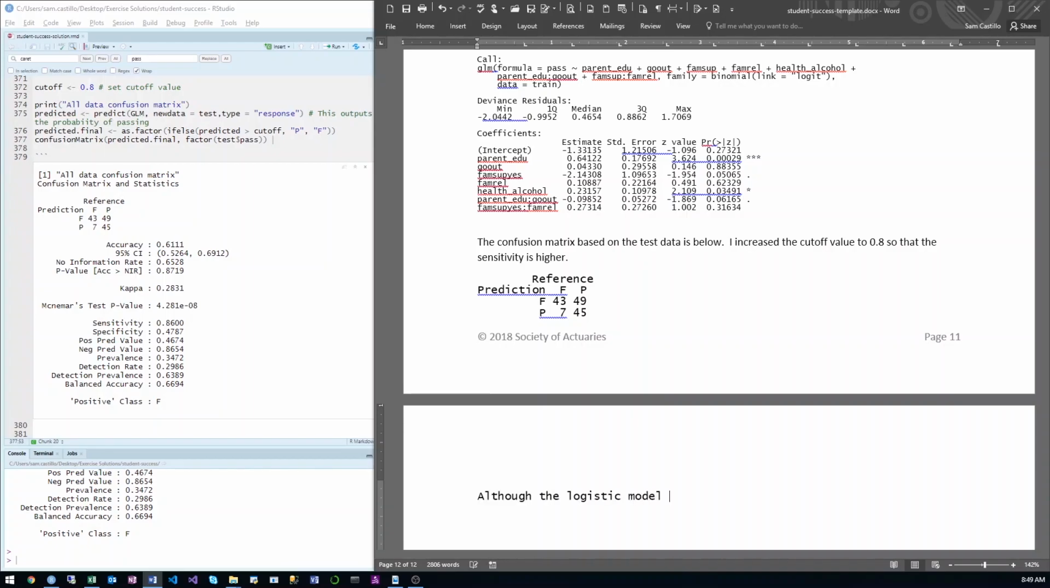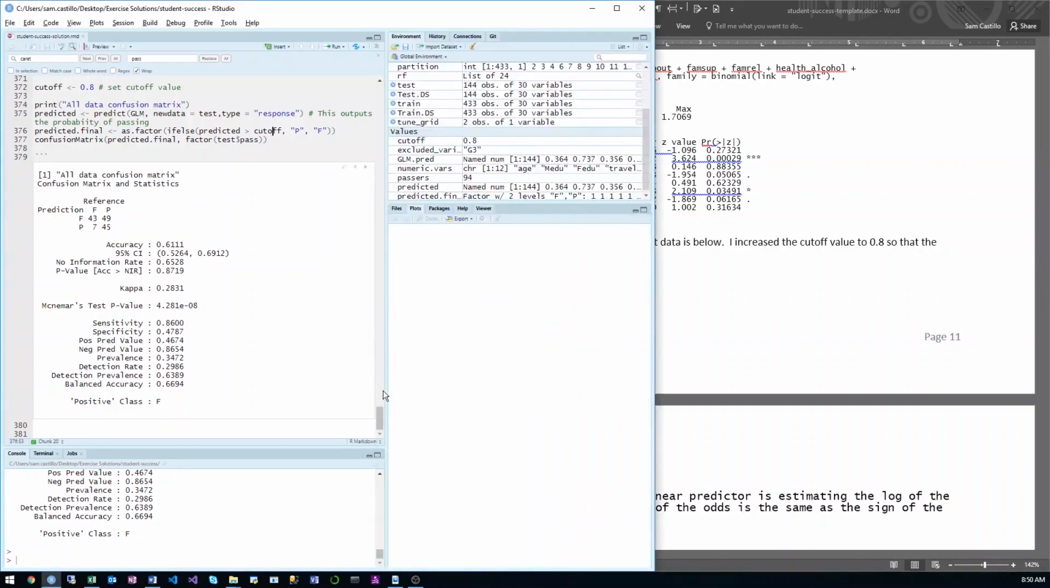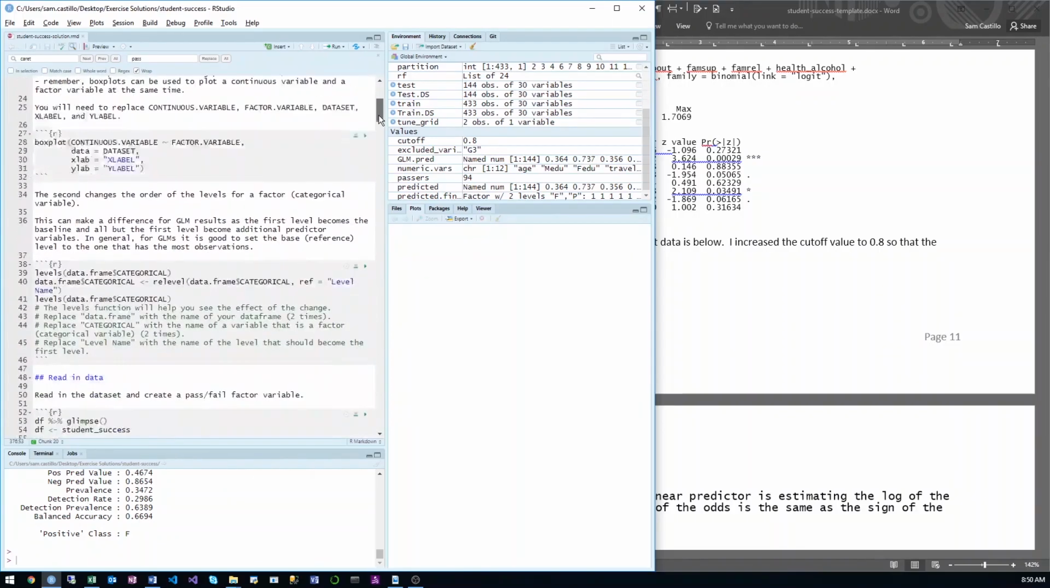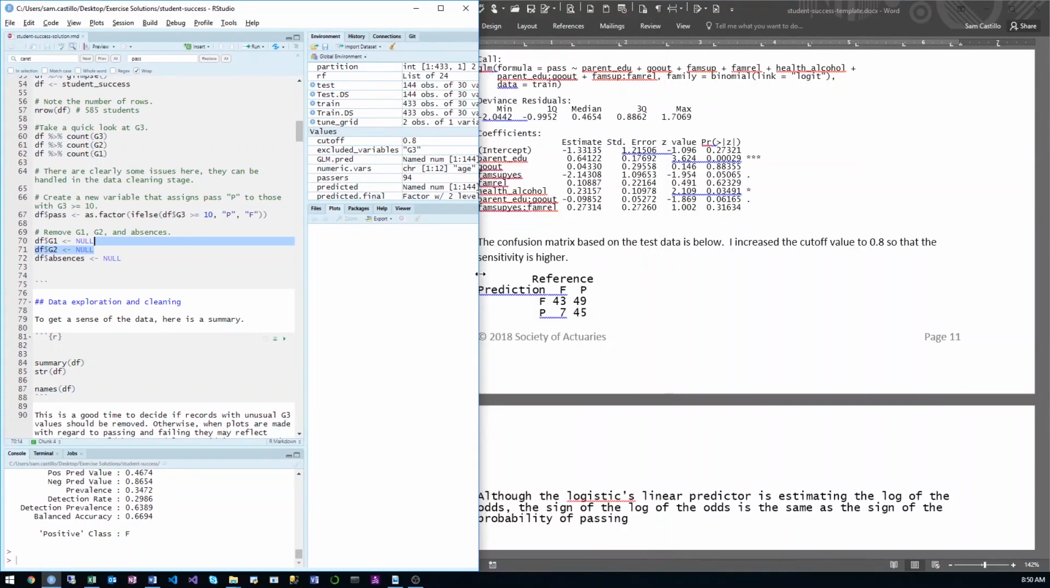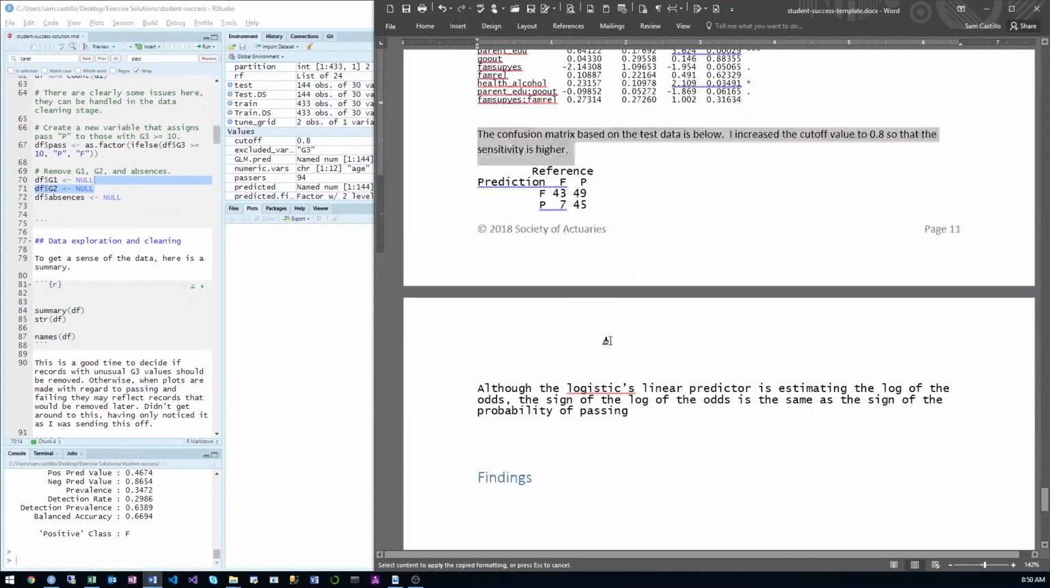The Logit model's linear predictor is estimating the log of the odds. The sign of the log of the odds is the same as the sign of the probability of passing. I say probability of passing. Are we really predicting the probability of passing? Yes, G3 is greater than 10. Okay, good. We're not predicting the probability of failure. That would have ruined a lot of earlier work.